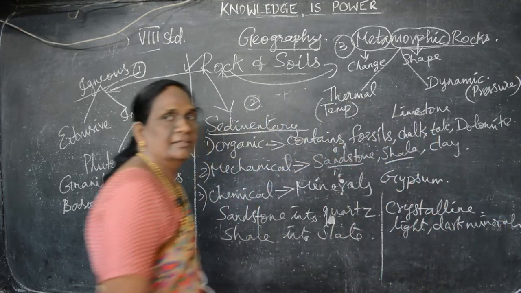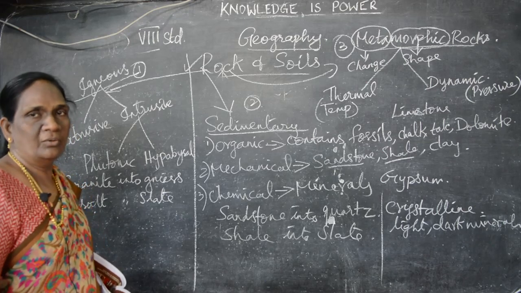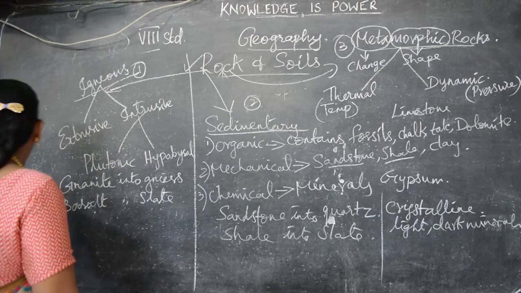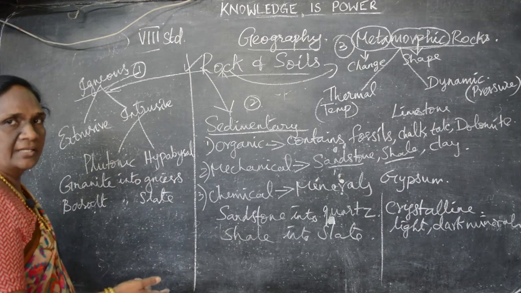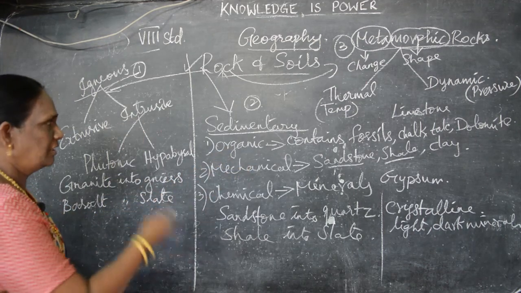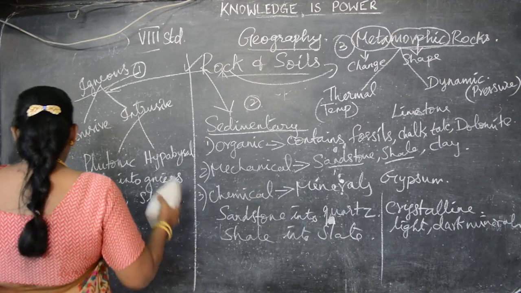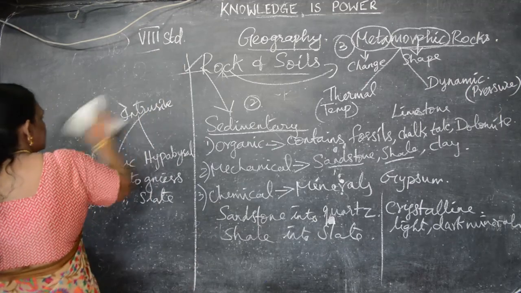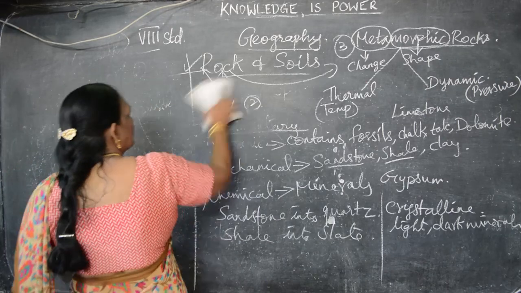Minerals. Okay children, so these are all about rocks. What are the types of rocks I told you? Igneous rocks, sedimentary rocks and metamorphic rock. Now we saw about that. Now we'll pass on to the rock cycle. What is a rock cycle? In short answer, they will ask you, children, rock cycle.